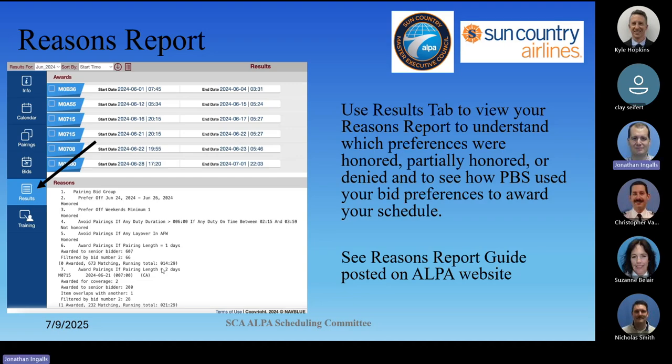Anyone have any basic questions on that? We'll have a guide out of the reasons report when we start doing mock bidding to try to get people to do it. But the reasons report is really great for understanding why you got what you got and did my bid make sense.